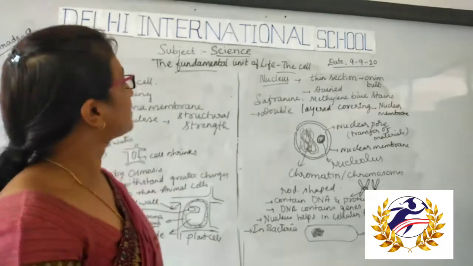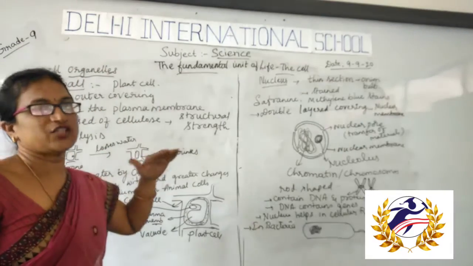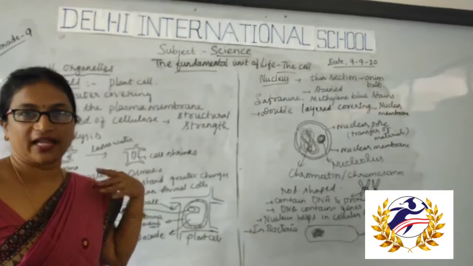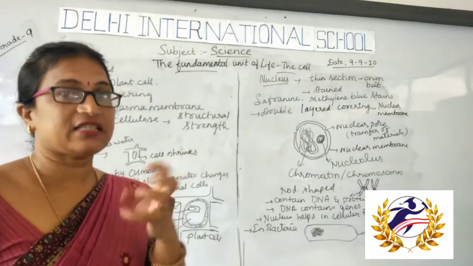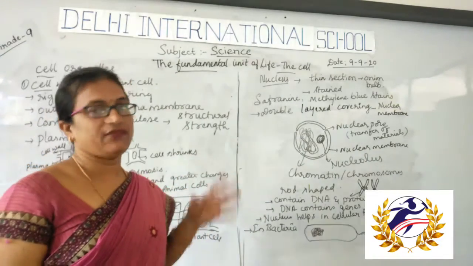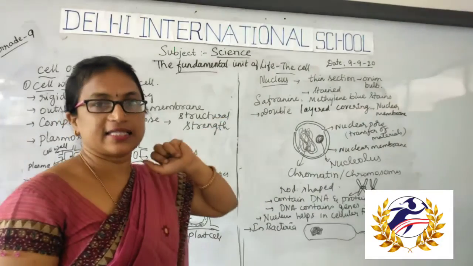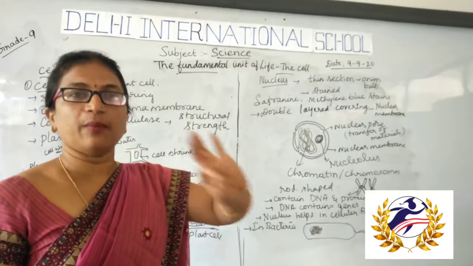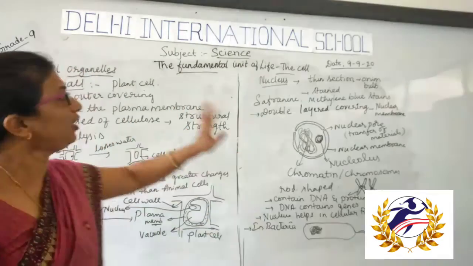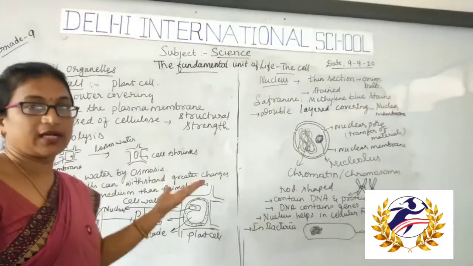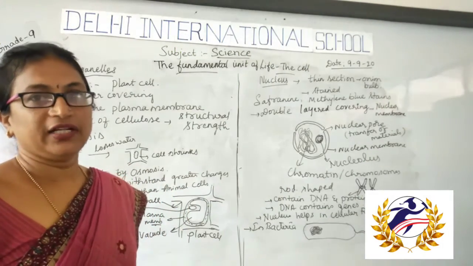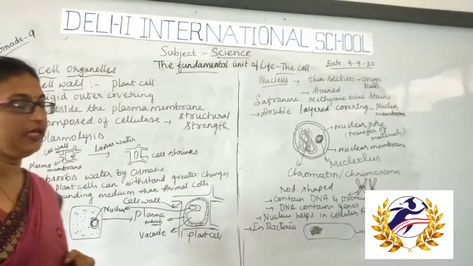Today we will continue the chapter Fundamental Unit of Life. We already know which is the fundamental unit of life in all living organisms. That is the cell. The cell is the basic structural and functional unit of all living organisms, like the bricks of a building.